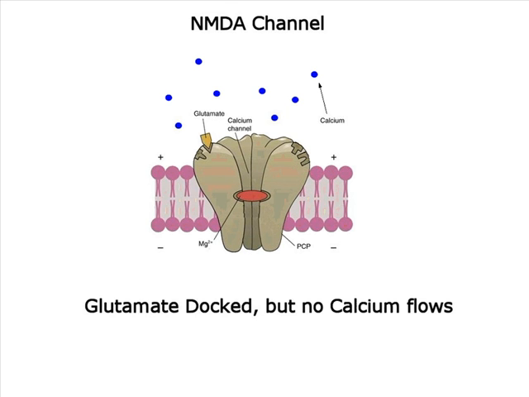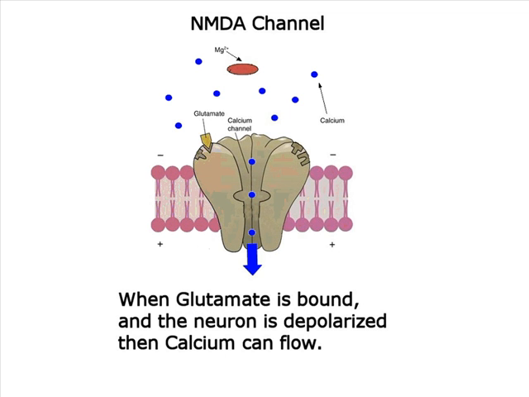NMDA is able to act as a coincidence detector because it has a magnesium ion that plugs the hole of the ion channel and prevents calcium ions from flowing into the cell. When glutamate binds to the channel, it changes the conformation, but the magnesium ion still keeps it blocked. When the membrane becomes depolarized, the magnesium ion is forced out of the hole, and this allows calcium ions to flow into the cell. Let's begin this tutorial by creating a new project.